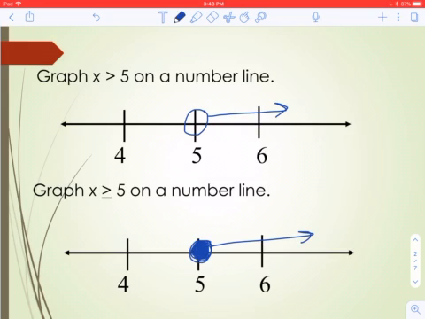Now the open circle means I want to be as close to 5 as possible without actually being on 5. So 5.1, 5.01, 5.00001. And since that's really hard to graph, we graph with an open circle on the 5.